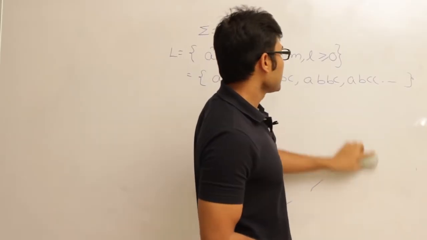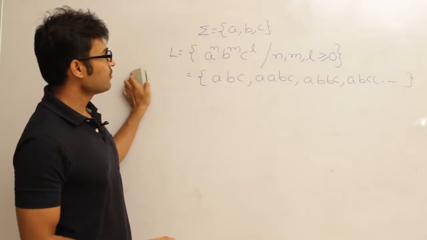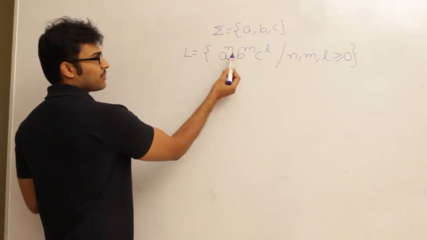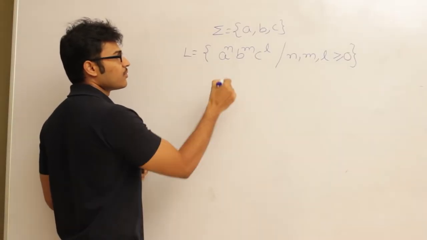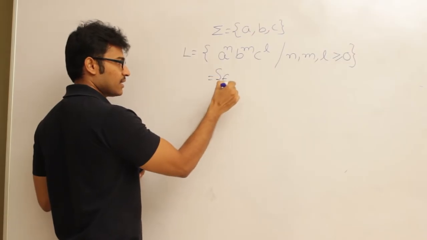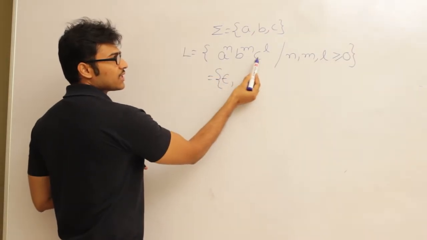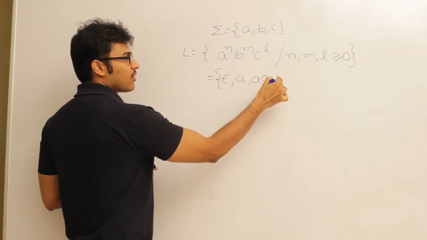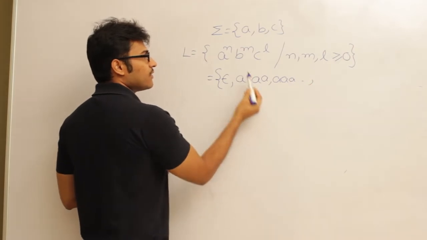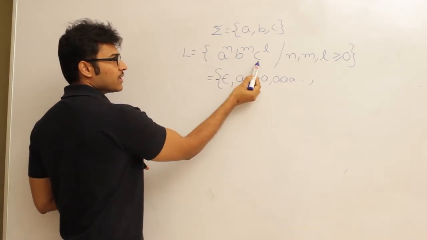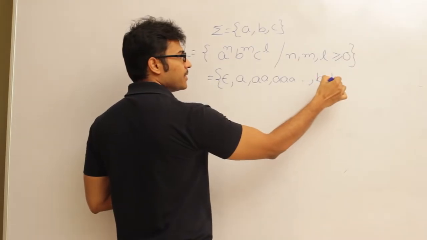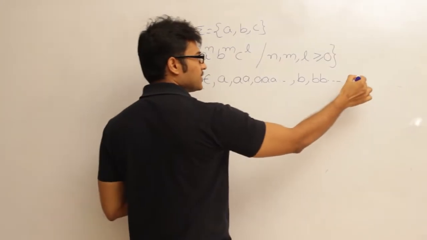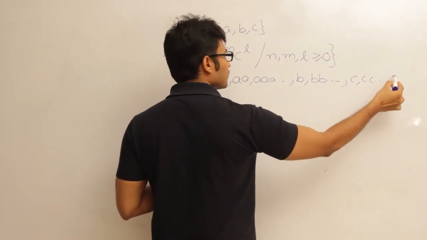Therefore n, m and l can even be 0, each one or all of them. If I put 0 in place of n, m and l, it is going to be epsilon. So the language may even contain epsilon, and if I put zeros in m and l, the language can be a or aa or aaa, and so on. If I put 0 here and 0 here, it can be b, bb, and so on. If I put these two to be zeros, then it can be c, cc, and so on.